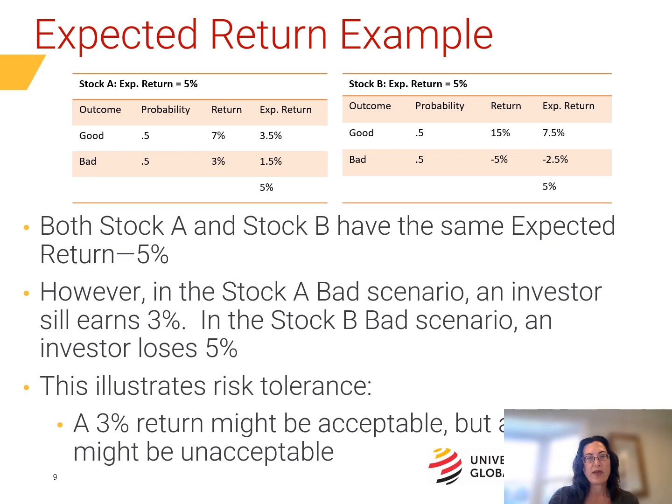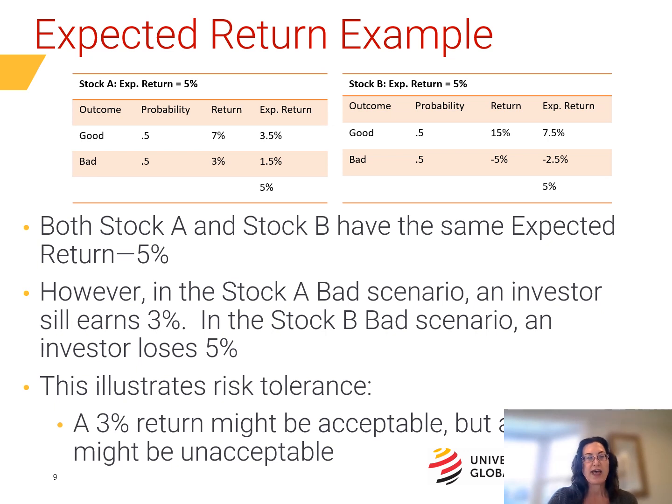Now let's look at how we might compare two assets with the same return. How can we determine which asset to purchase? We learned earlier how to calculate the expected return of each outcome, and we see that both stocks end up with an expected return of 5%. But if you dive into the specifics of the outcomes, you'll see that while the good outcome is positive for both stocks, the bad outcome has very different outcomes.